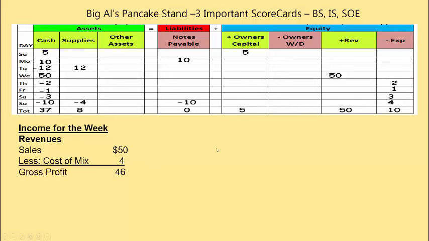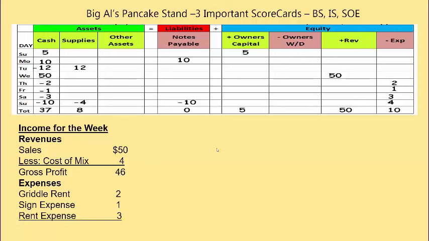gives us a gross profit of $46, less the other expenses, which would be griddle rental of $2, sign expense of $1, rent expense of $3, total expenses are $6, and I'll subtract those from the gross profit of $46 and get a net income, again, same thing, of $40. Presenting it like this, where you're breaking up the cost of the mix from the other expenses, is a more meaningful, more useful way to present the information. We'll talk more about this as the class goes on.